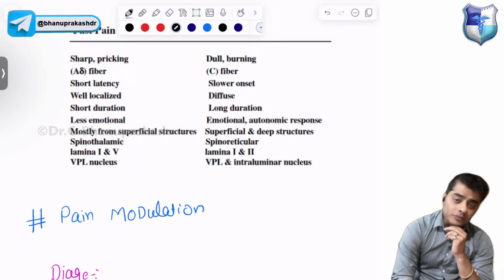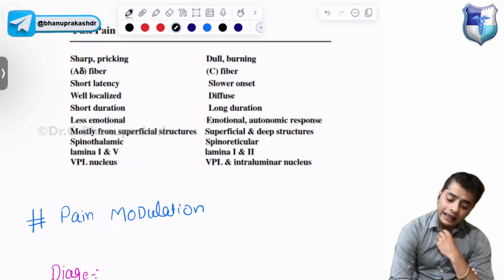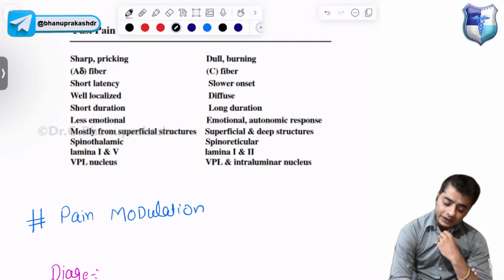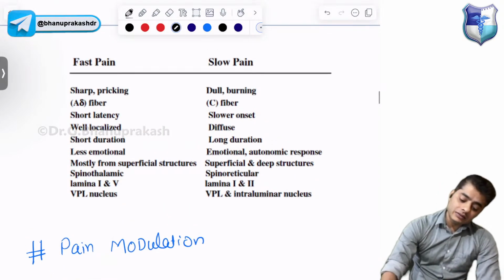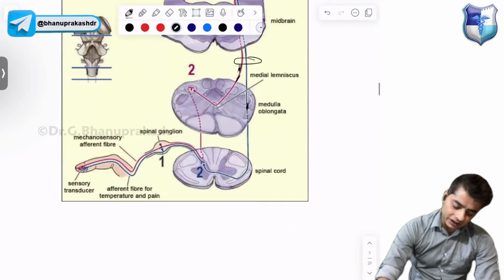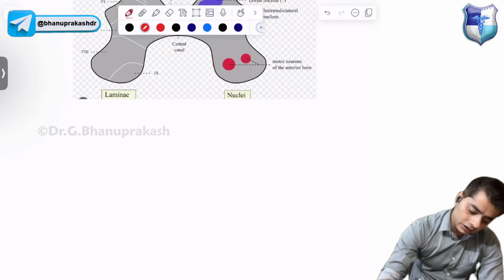Fast pain is mostly from superficial structures. It is carried by the spinothalamic tract, lamina 1 and 5, and slow pain is from superficial and deep structures, by the spinoreticular tract, lamina 1 and 2. And you can see that both go to the VPL nucleus. But slow pain also goes to the intralaminar nucleus. Now, I will tell you what this intralaminar nucleus is.